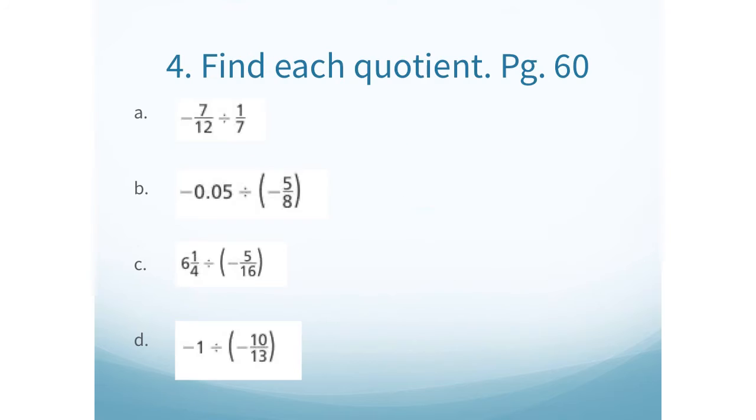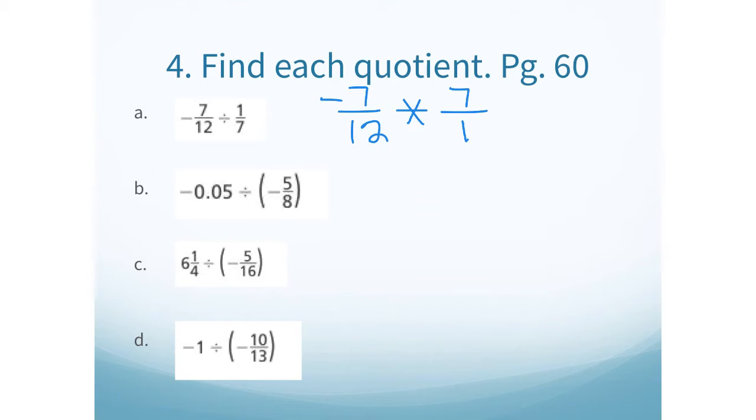Let's go to page 60 in our books. We're going to find each quotient. A, negative 7/12 divided by 1/7. When we are dividing by a fraction, we need to multiply by the reciprocal. You may know this as keep, change, flip. So we are going to keep the negative 7/12, change the division to multiplication, and flip 1/7 into its reciprocal.